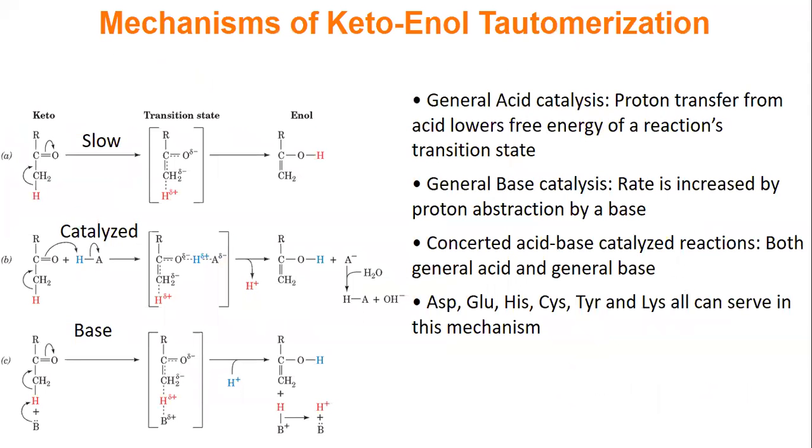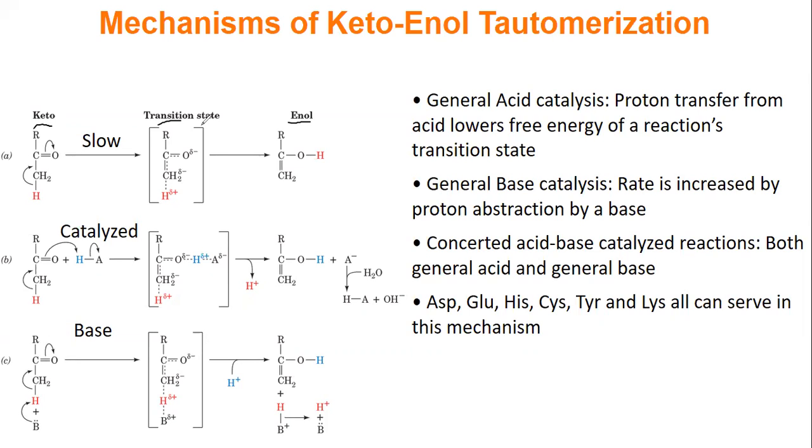So we're going to look at mechanisms now of enzymes. And we just start with a very simple class of enzymes that can do acid or base reactions. So we're looking at the reaction where you take a keto group and make it an enol group. So it's shown here, your keto and your enol. Here's your transition state where you're half a keto, half an enol.